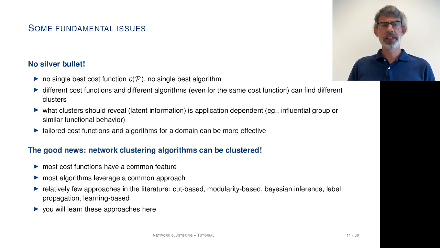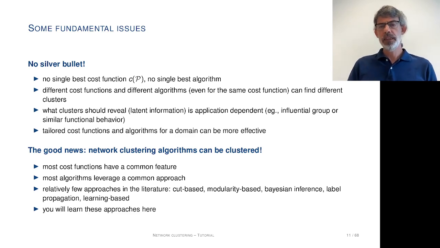Some fundamental issues with this template. The first is that there's no silver bullet to network clustering. By that, I mean that there's no single best cost function C(P) and no single best algorithm. Different cost functions, and even different algorithms for the same cost function, can find very different clusters. What clusters should reveal about the latent information that we're after is application dependent.